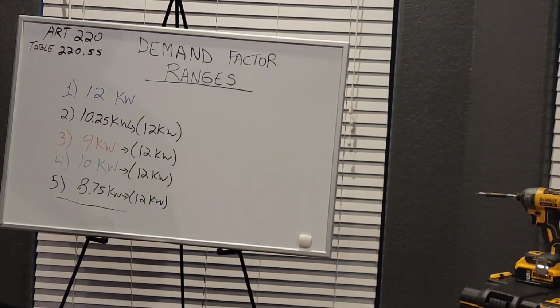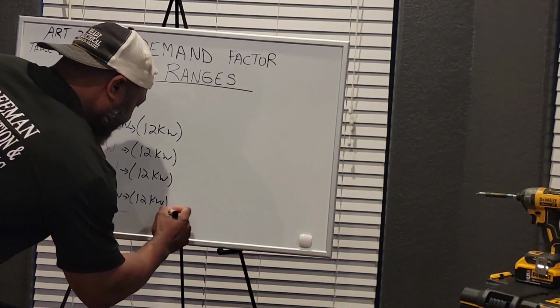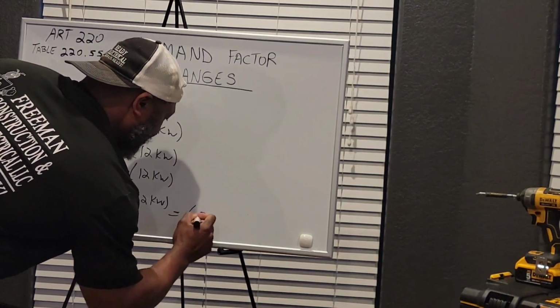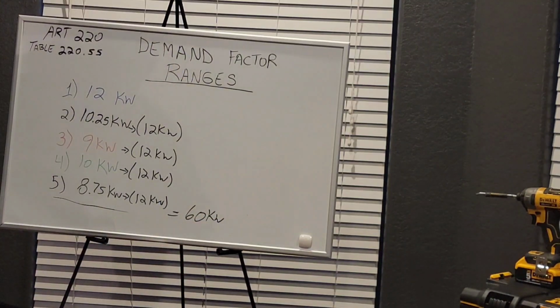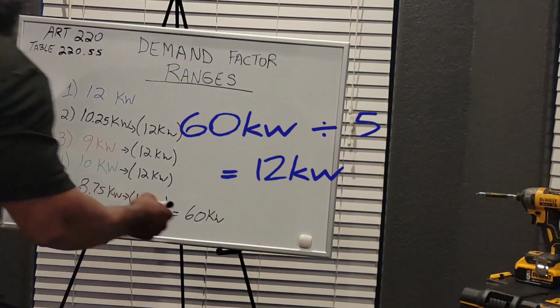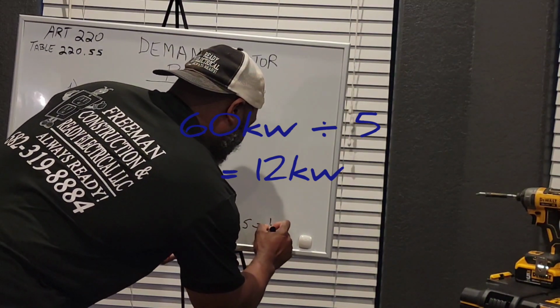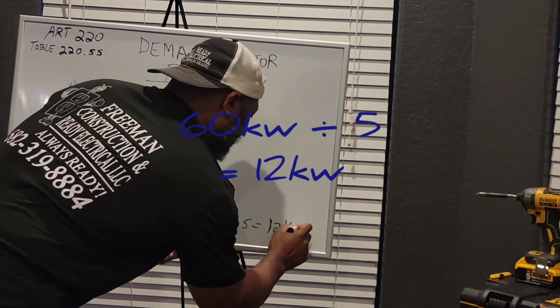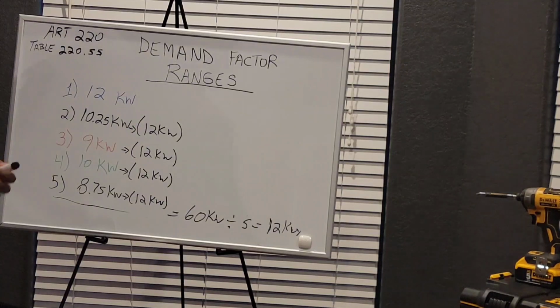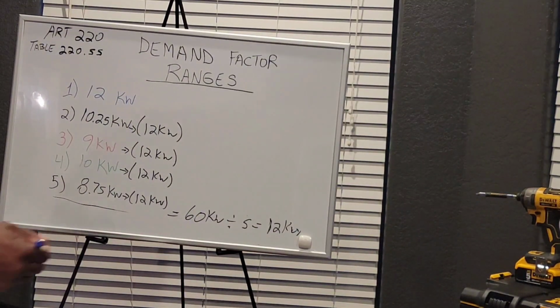So what's 5 times 12? Ding, 60. All right, 60 kW. So now let's jump down there. What does it tell us to do once we get that? Dividing by the total number of ranges. So we got 5, right? So we got that 12. So we got 12 kW.